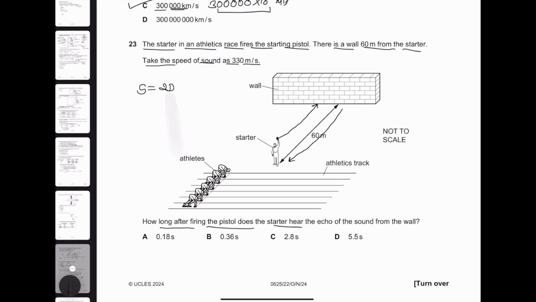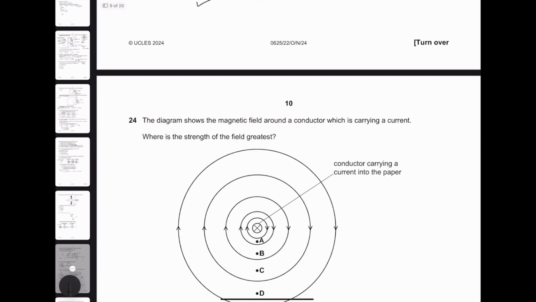Speed is equal to 2 times the distance divided by time. What is 2 times the distance? 2 times 60, because the sound will go like that, reflect and come back the same distance. So that is why 2 times 60. Time is what we are trying to figure out, and for speed you have to use 330. So it will be 120 over 330, and the answer should be 0.36 seconds. So the correct answer is B.